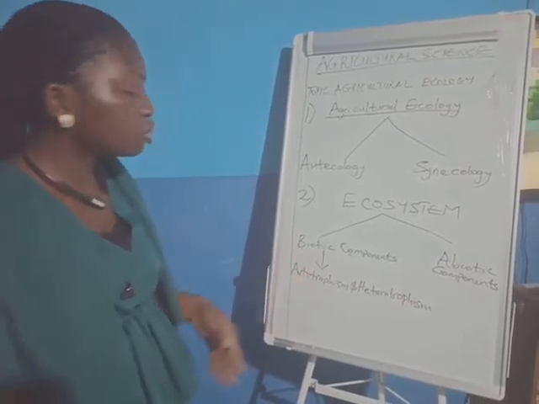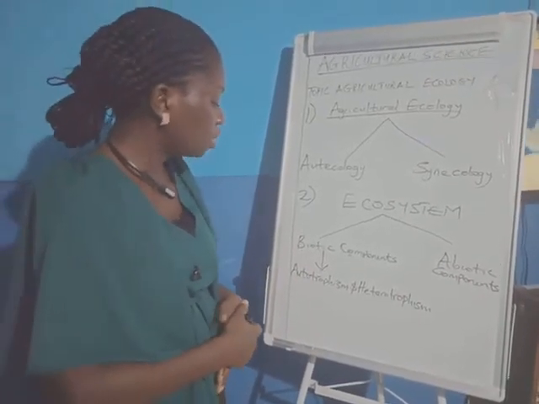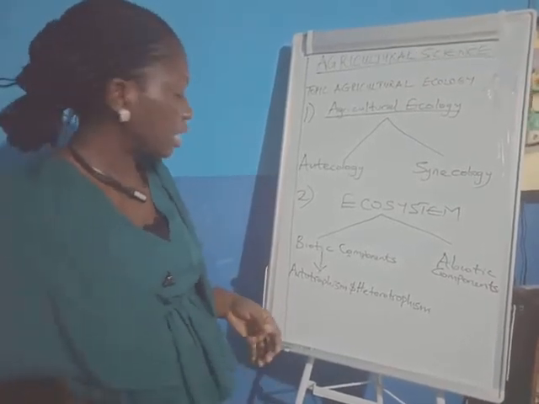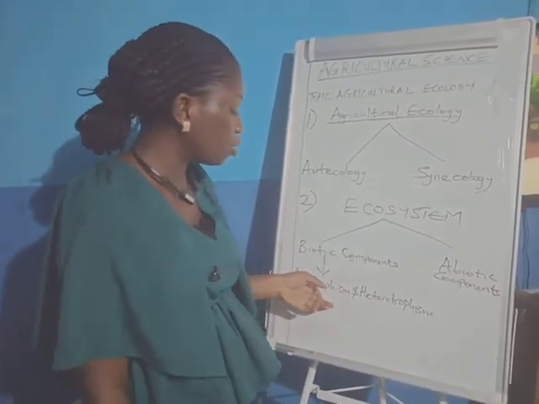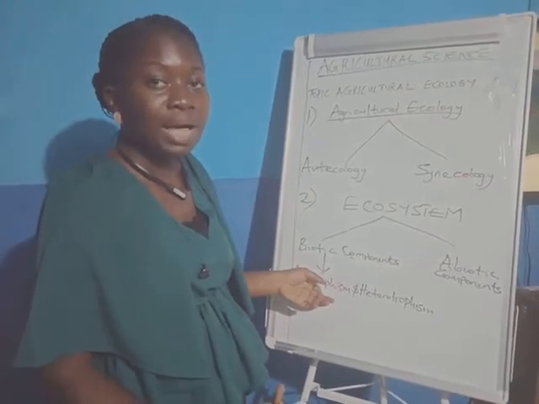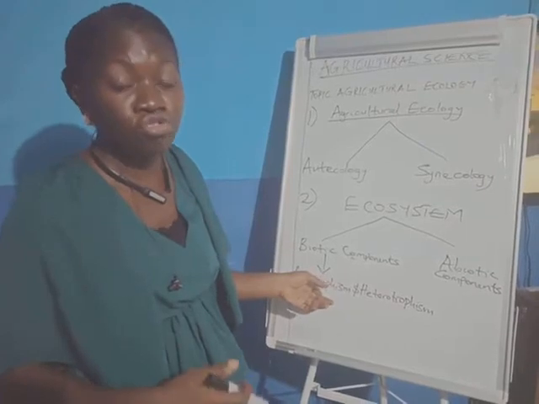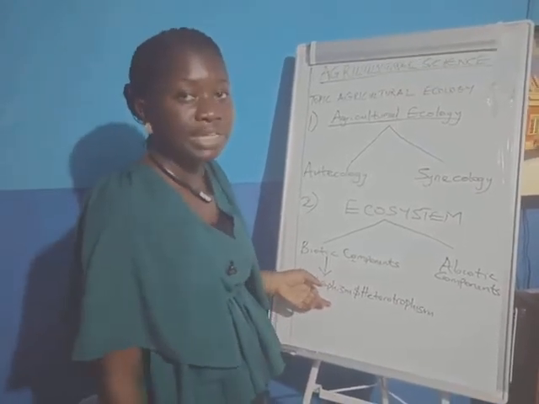Under biotic components, we have the autotrophism. What is autotrophism? They are producers. An example of autotrophism is your green plants. Green plants are producers because they obtain their energy from sunlight through the process of photosynthesis.